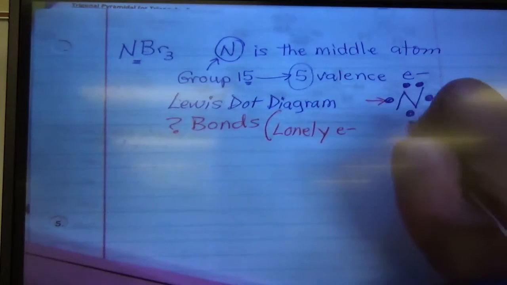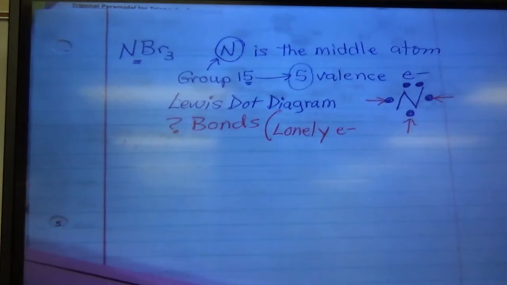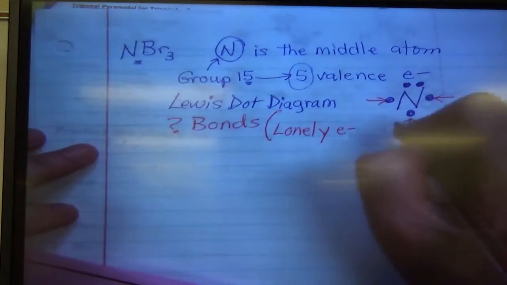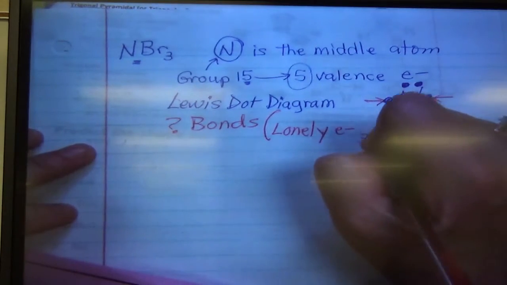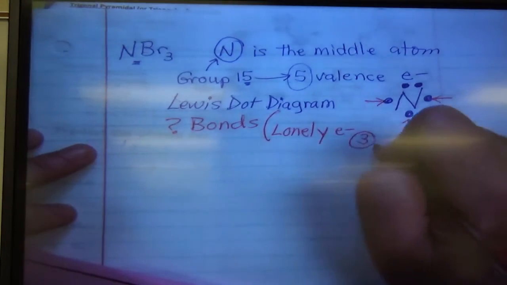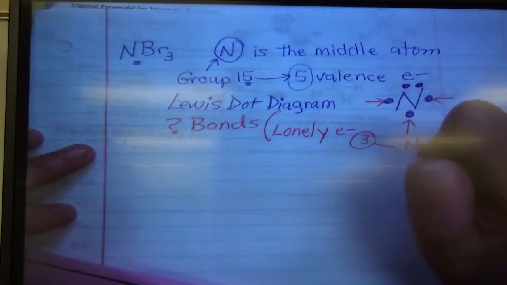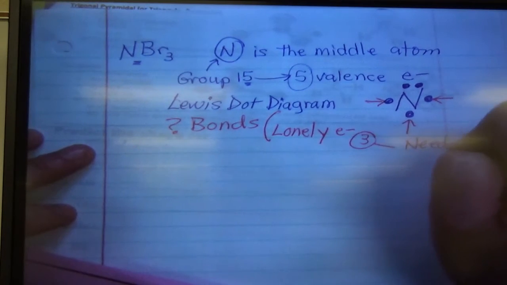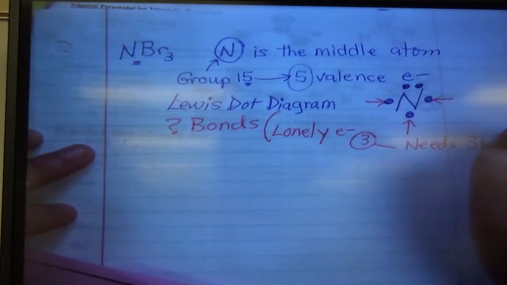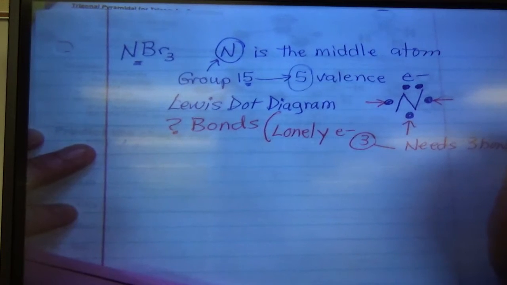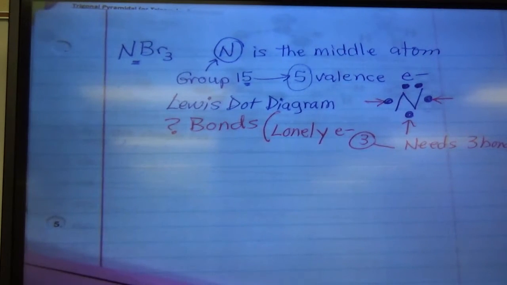Okay, so it has 3 electrons that are lonely. And because there are 3 of them, 3 lonely electrons, I know it needs 3 bonds. That's it. It needs 3 bonds. Now, this is the first example, and I've already thrown you a little bit of a curveball, although you've not said anything wrong. Please don't even think that.